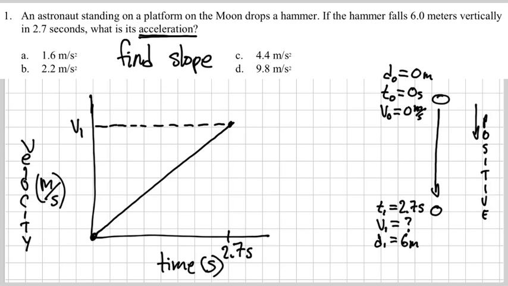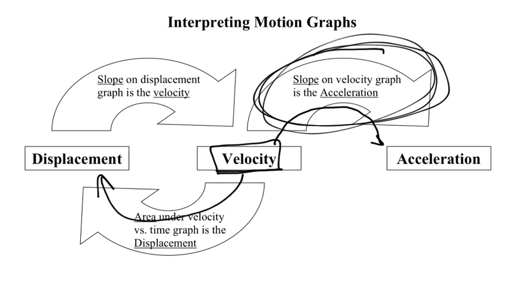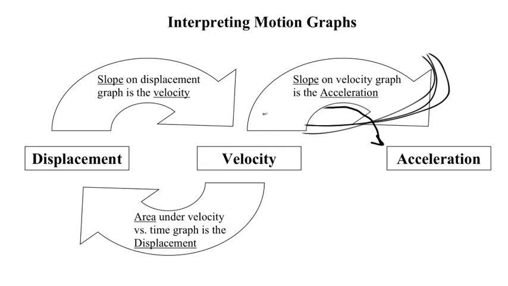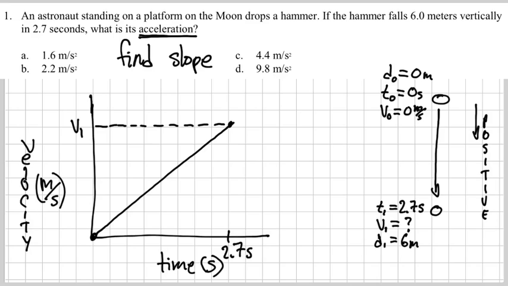Now, what other information do we know that we can use on this velocity versus time graph? I'd encourage you to look at this chart and try to figure that out. What other information do we know from the problem that is a feature on this velocity versus time graph? I would suggest you pause this video and try to figure that out, and I'll tell you what the answer is in a couple seconds.